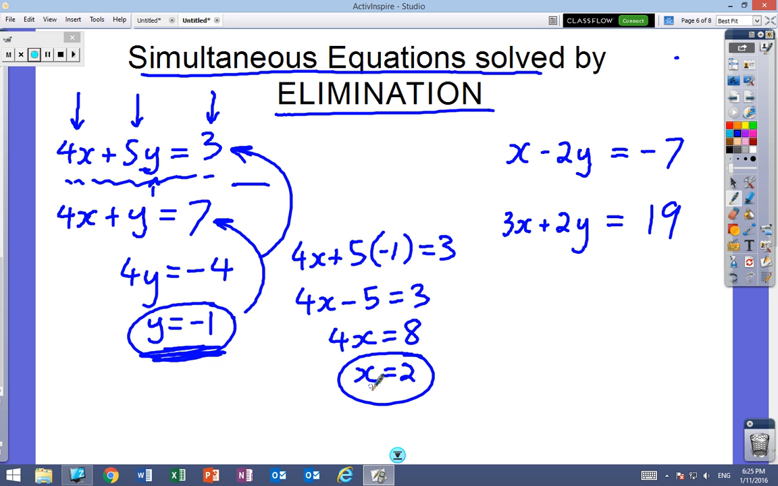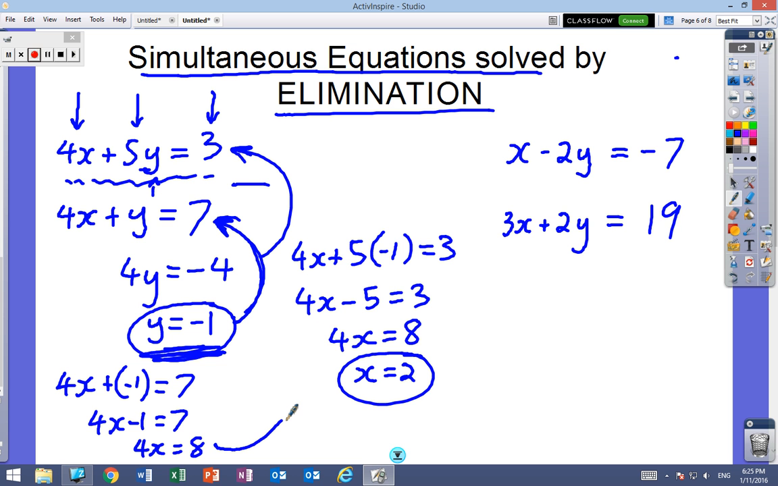So I've got my two answers, but just to show you, I could have put that negative 1 into this equation instead and gone 4x plus, well, the y is a minus 1 equals 7. So 4x minus 1 equals 7. I'm going to add 1 to both sides. 4x equals 8. Divide both sides by 2 and I get x equals 2. Sorry, divide both sides by 4 and I get x equals 2.